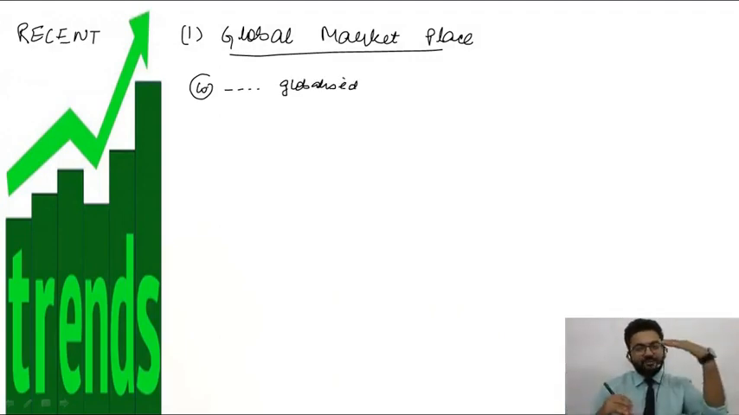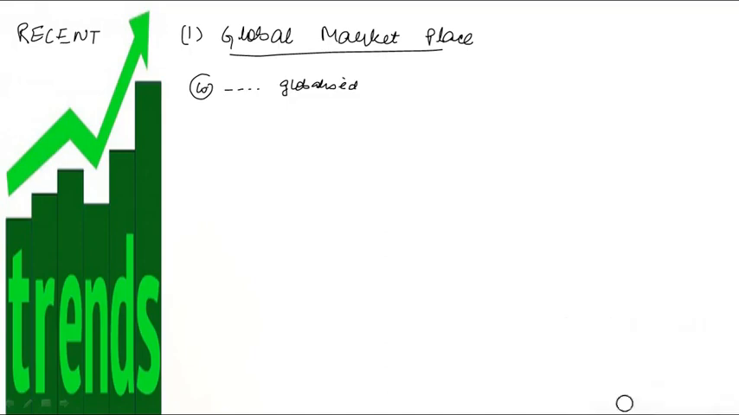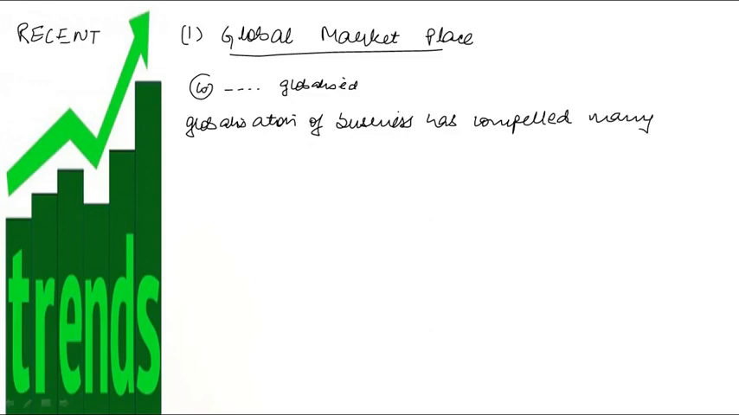Everyone wants to be at an international level, just like McDonald's. Baba Ramdev is also nationalized. He's also globalized. So his business is also globalized. Now, what you can write over there: The globalization of business has compelled many firms or many businesses to have operations in many countries.